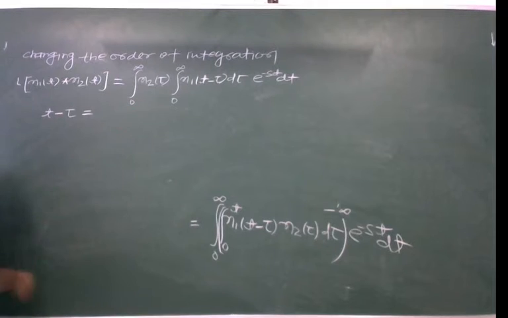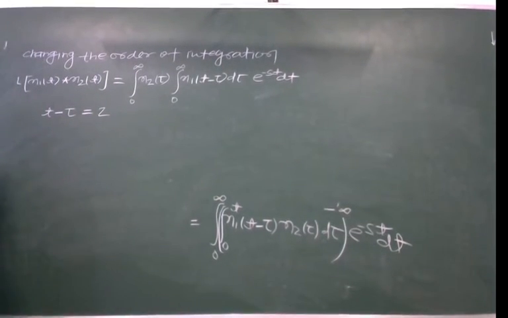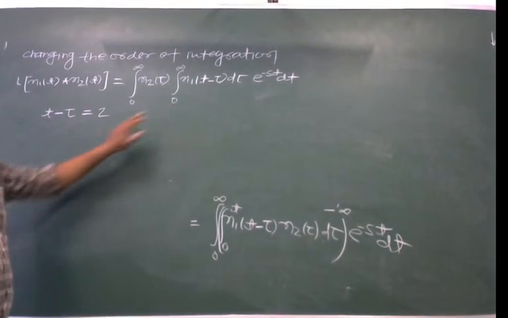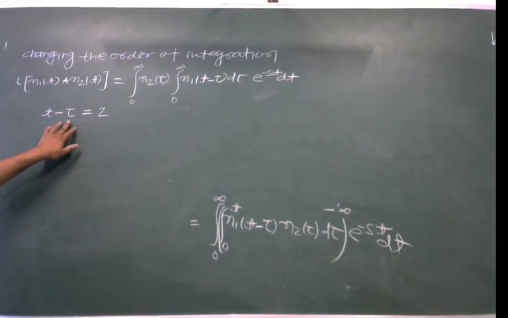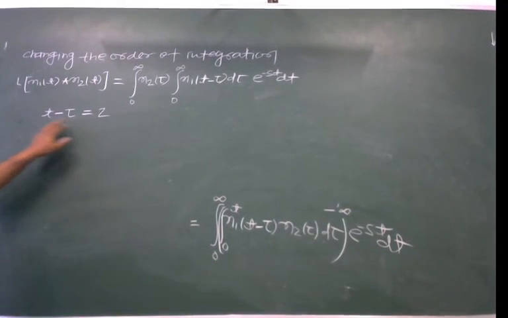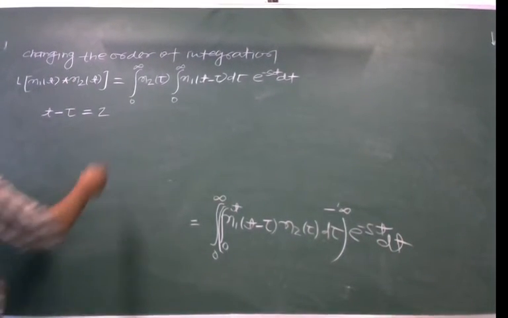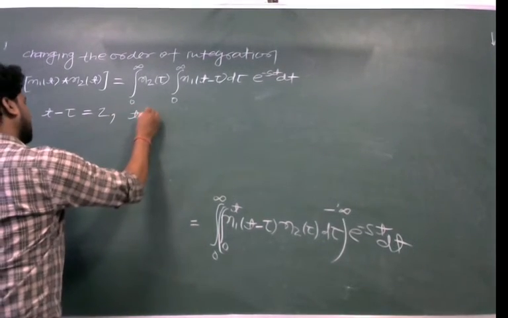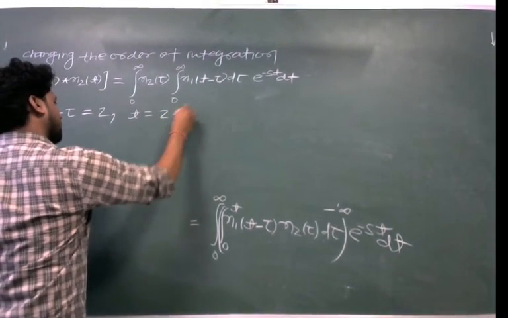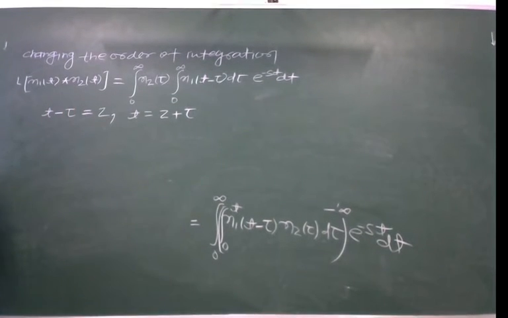as another variable. Suppose this is equal to z. Then if the limit on t is 0, when t is equal to 0, z will be equal to minus tau, and when t is equal to infinity, z will be equal to infinity. Now from here we can write t is equal to z plus tau.